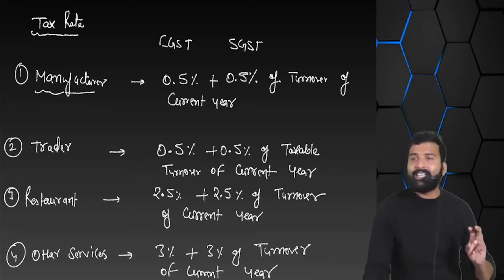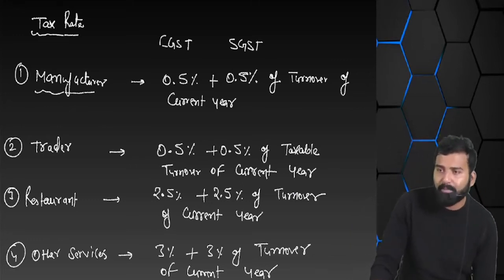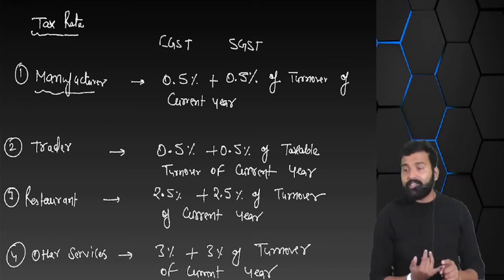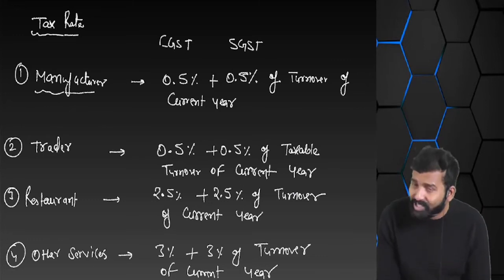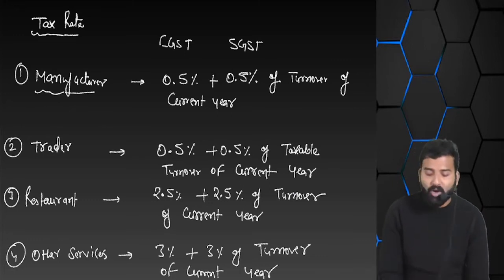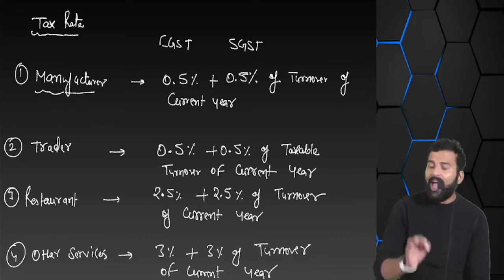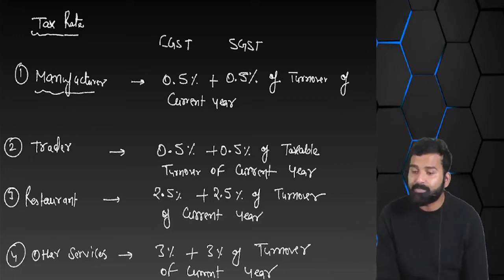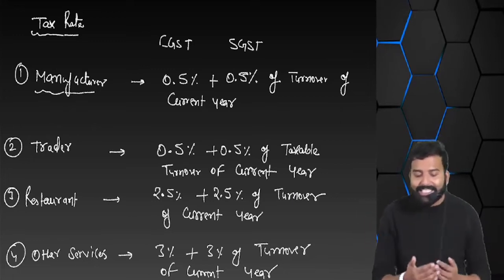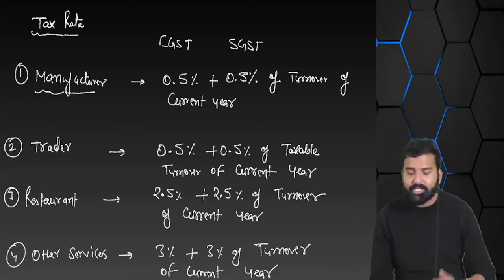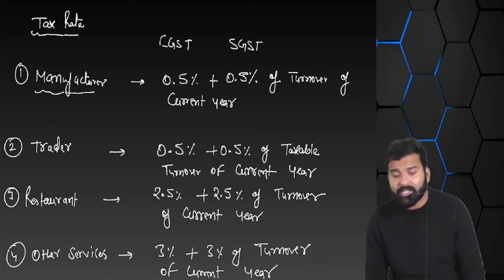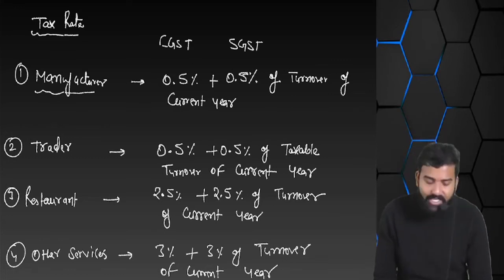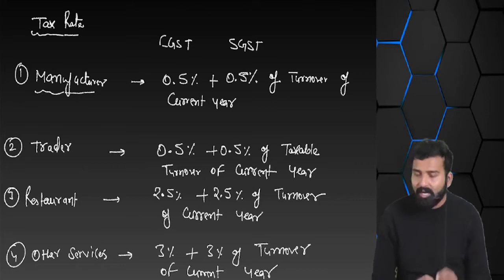What are the rates? There are 4 different rates for 4 different types of person. If you are a manufacturer, then 1% of the total turnover. If you are a trader, then 1% of the taxable turnover. If you are a restaurant, then it is 5% of the turnover of the current year. And if you are another service provider, then it is 6% of the turnover. So the tax rates are very easy. It's 1%, 1%, 5%, and 6%: 1% for manufacturer, 1% for trader, 5% for restaurant, and 6% for other service providers.